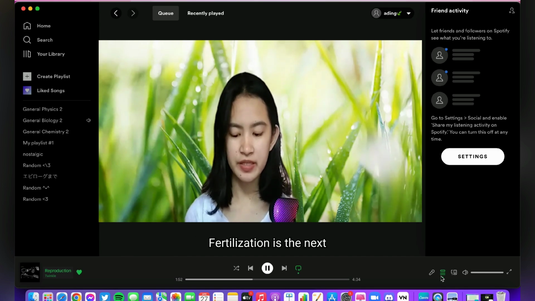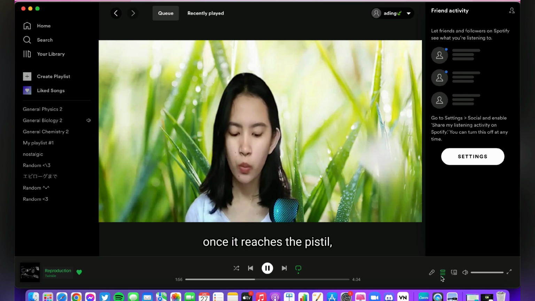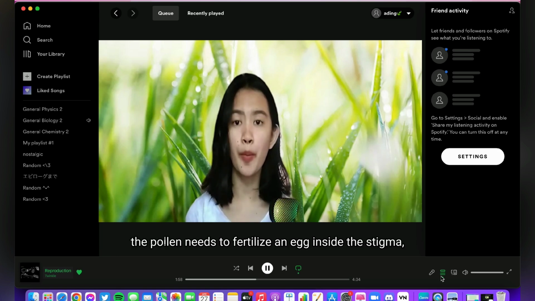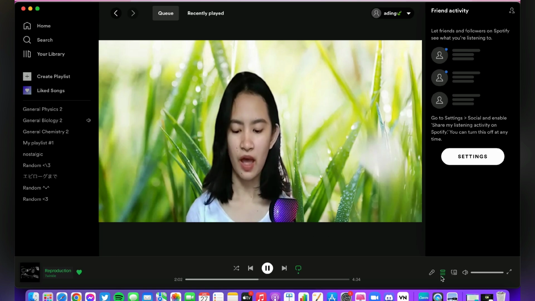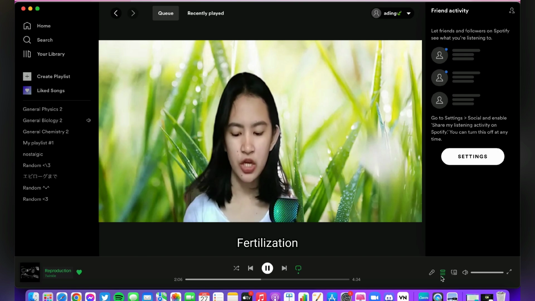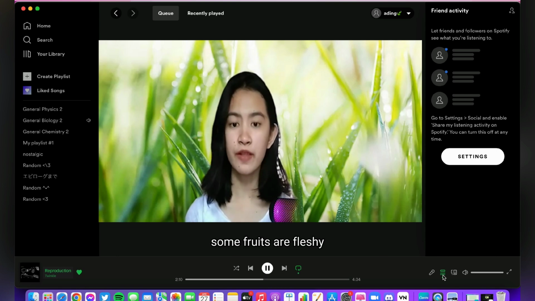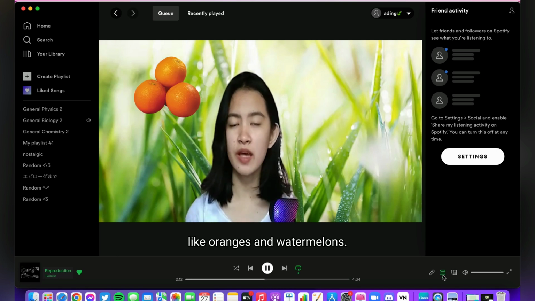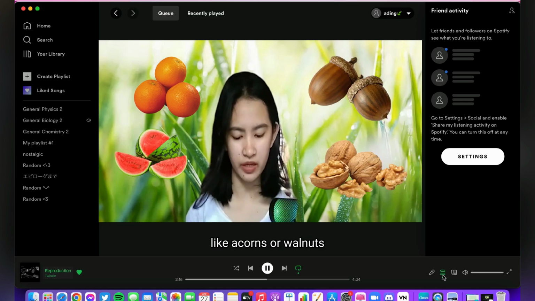Fertilization is the next step after pollination. Once it reaches the pistil, the pollen needs to fertilize an egg inside, and this egg is called an ovule. Fertilization creates fruits that contain seeds. Some fruits are fleshy, like oranges and watermelons. Others are dry, like acorns or walnuts.